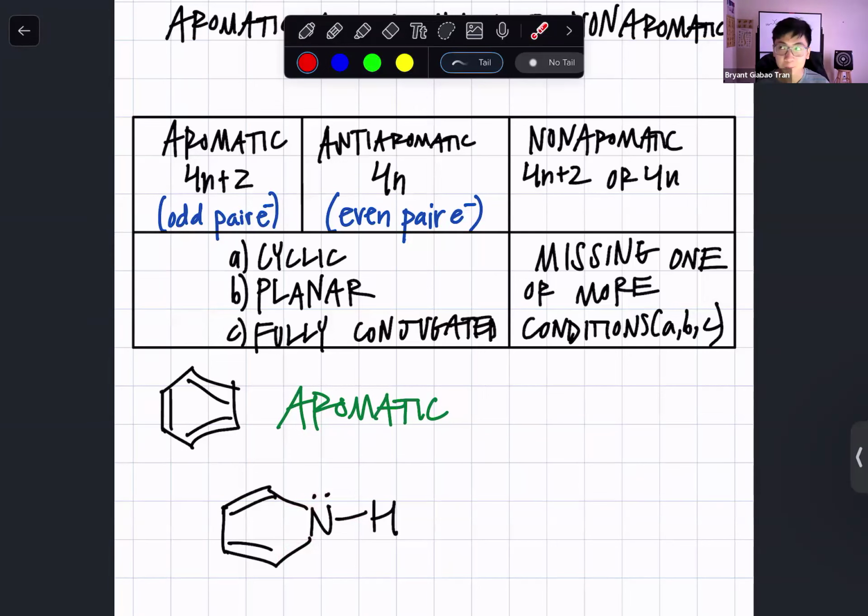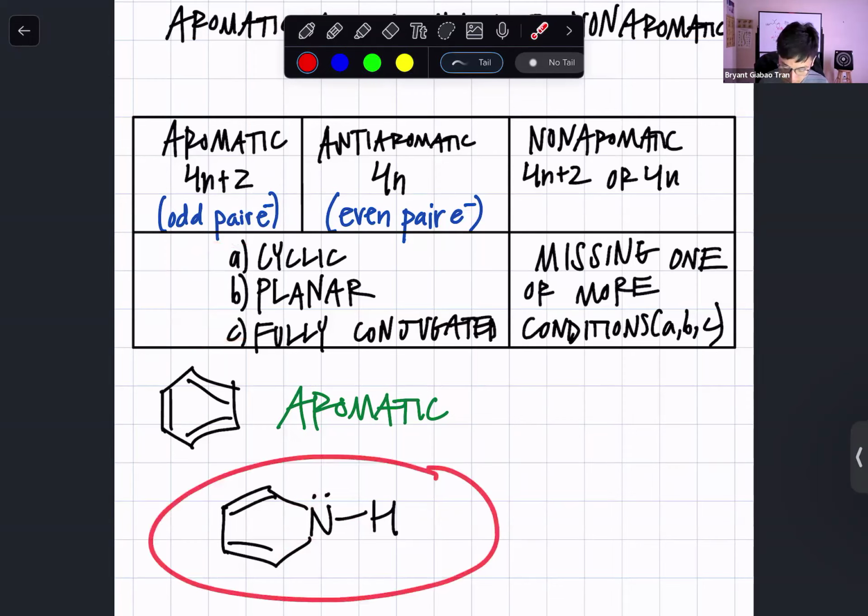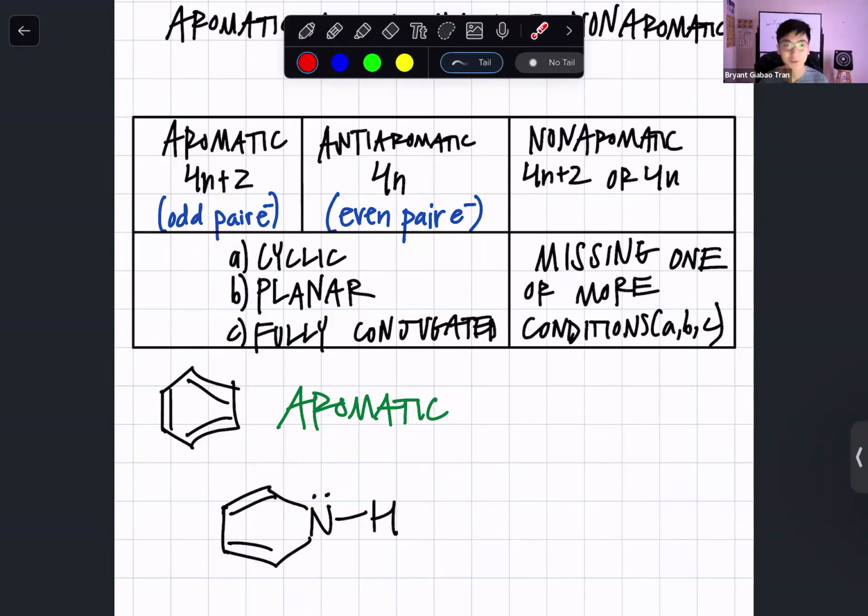And for conjugation, we need double bonds, pairs of electrons, carbocations, or radicals, right? So thinking about that, is there resonance or conjugation happening in a ring? Are they planar, and are they fully conjugated? Like these three conditions here. Does this molecule fulfill these three conditions? And if not, which conditions does it not fulfill?